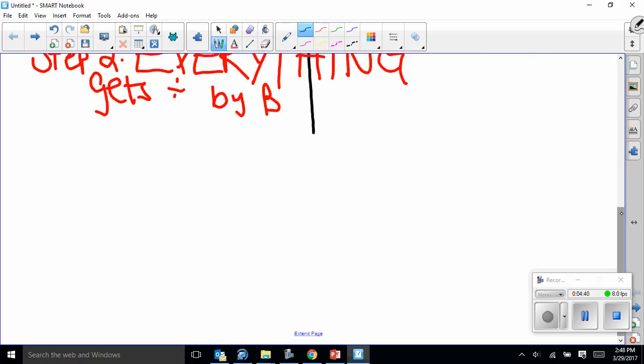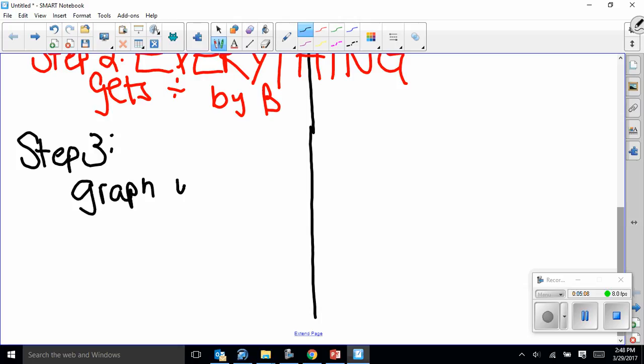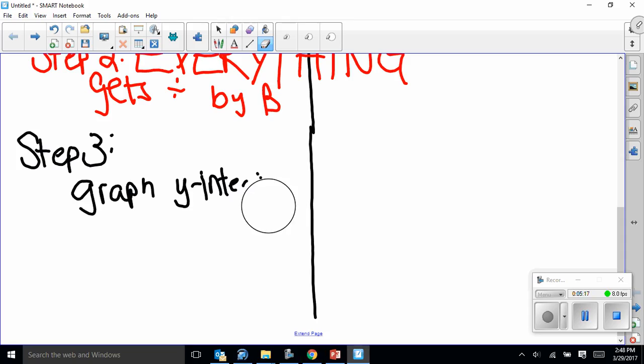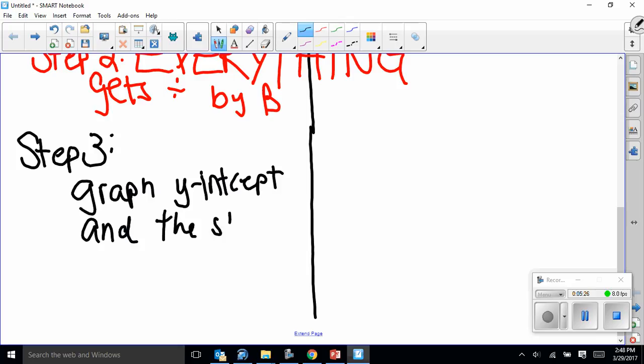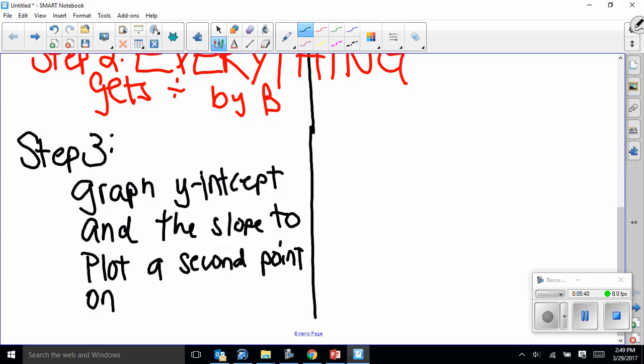All right, then last step, step 3. Once you do that, we're in slope-intercept form. Now, graph our y-intercept and use the slope to plot a second point on the line. Then you're just going to connect your dots.